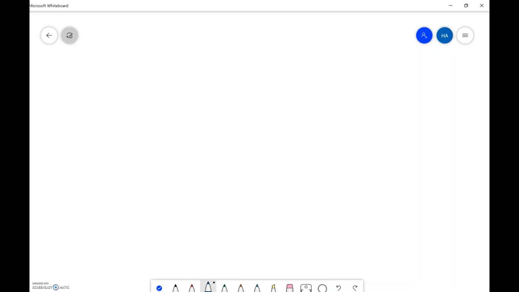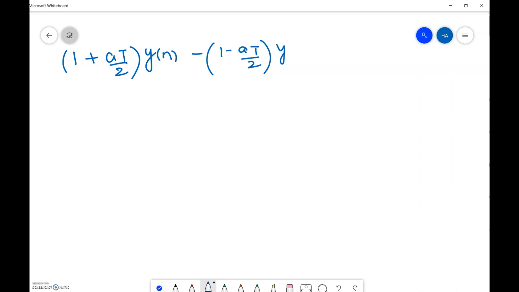So now let us group the y of n terms to one side. So (1 plus at by 2) into y of n. Then let's take minus common for the y of n minus 1 term: (1 minus at by 2) into y of n minus 1. On the right hand side, bt by 2 into x of n plus bt by 2 into x of n minus 1.